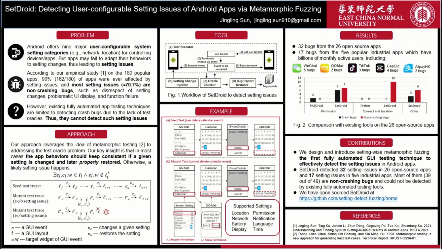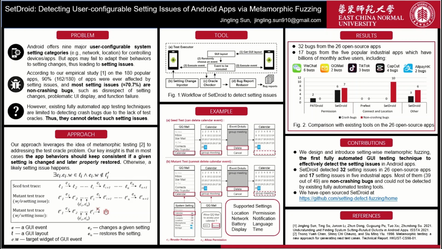We give an example of a real setting issue detected by SetDroid. Cucumber has a calendar module that can record some events. The seed test shows that a user can normally delete a certain calendar event. However, if the user turns off the calendar permission in the system setting before opening Cucumber and regrants the permission when Cucumber reminds the user to open the permission, then the user cannot delete the calendar event normally.